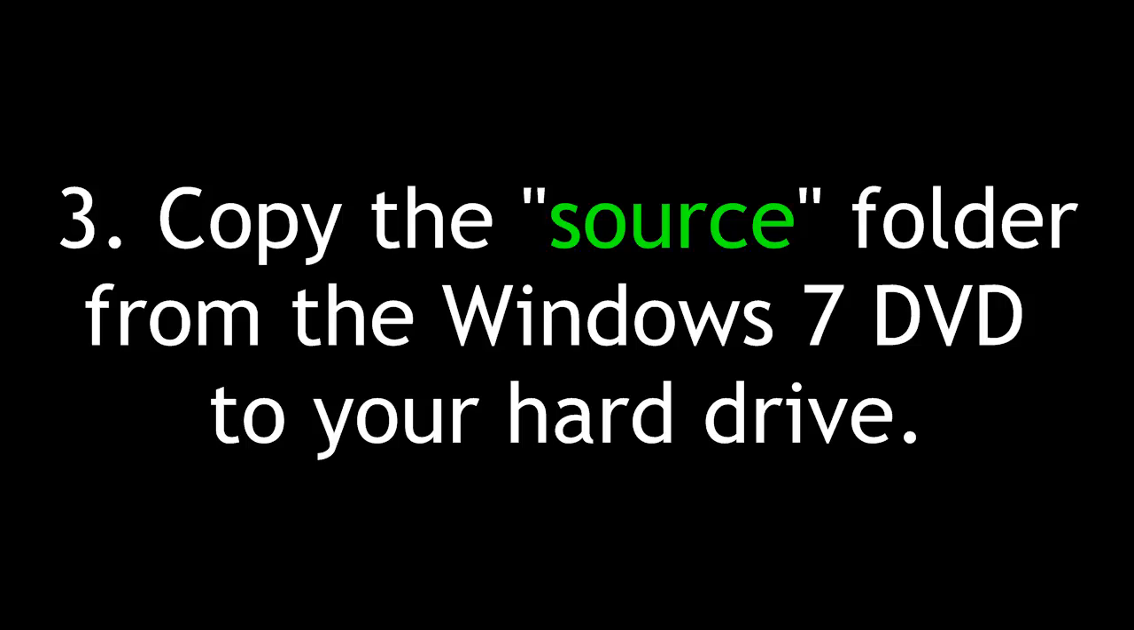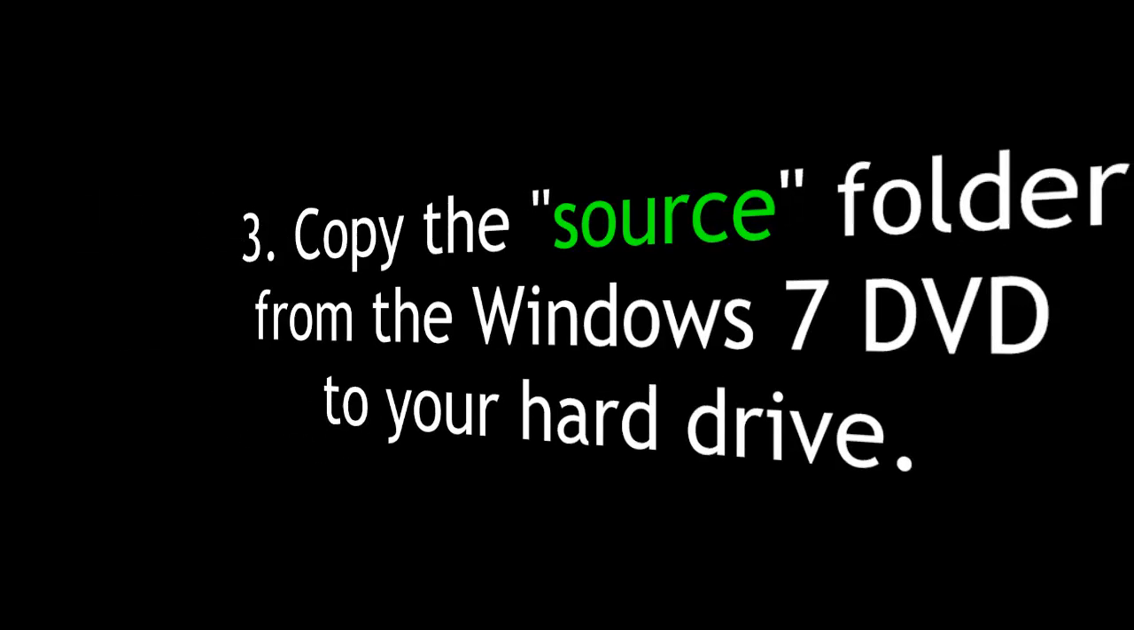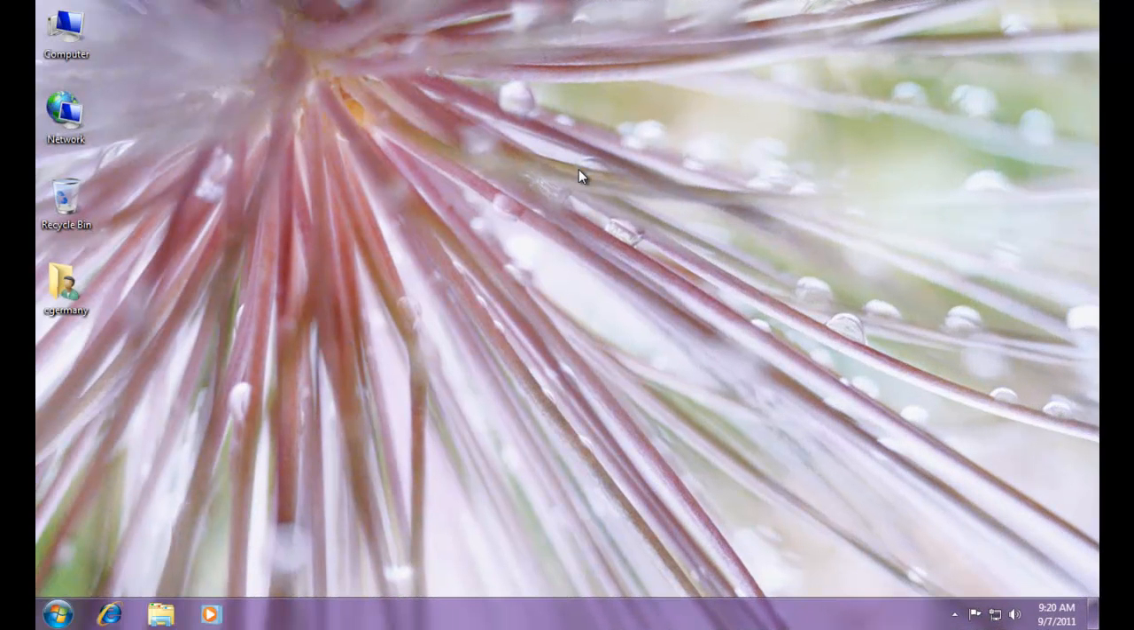Third, copy the source folder from your Windows 7 DVD to your hard drive. Next, you're going to need the source folder from a Windows 7 DVD, 32 or 64, in this case I'm doing the 32-bit version of Windows 7 Ultimate. And if you use a DVD, remember it's read-only, and you'll have permission problems if you try to build this image just using the DVD. So what you've got to do is copy the sources folder to your hard drive where it's writable, where you can modify the permission and give it write or full permission, and then you'll be all set.